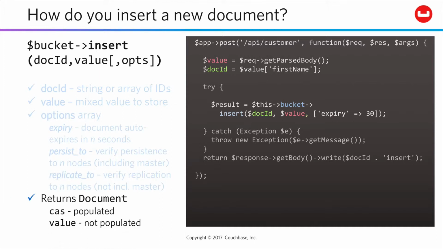What you get back is a document, as we've seen. In this case, the document has its CAS or check and set value populated. This is a unique identifier for this particular version of the document that can be used for optimistic locking and similar behaviors. The value in this case would not be populated.